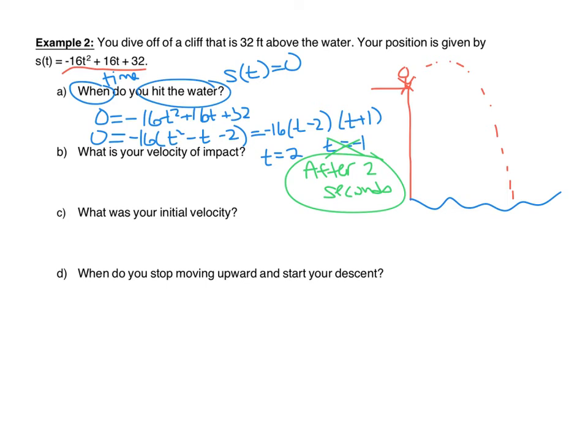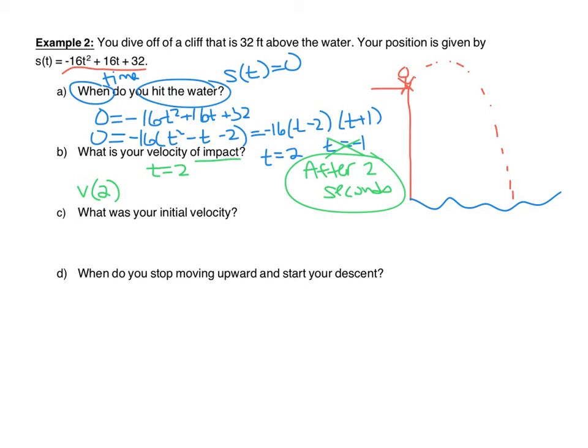Part B asks, what is your velocity of impact? So in order to do this problem, you actually needed part A, because otherwise we wouldn't know how long it took us to hit the water. So our impact is going to happen at time t equals 2. In order to find the velocity of impact, we need to find v of 2.